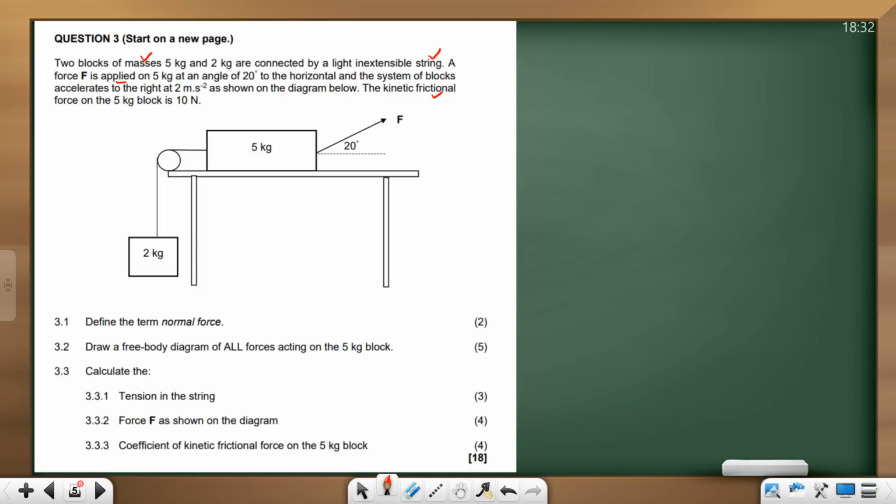Your definition is, remember, it's 2 or nothing. Normal force: a force exerted by the surface on the object, and it is perpendicular to the surface. It acts perpendicular. It's saying the same thing. The key words are that there must be a surface, there must be an object, and there must be perpendicular. Done.